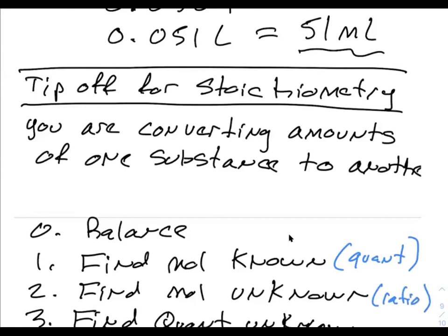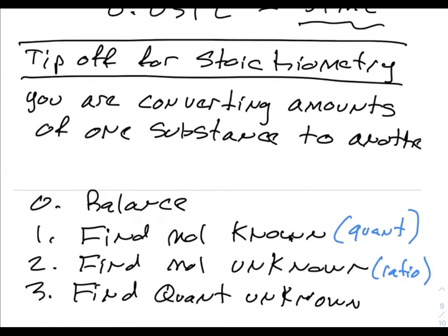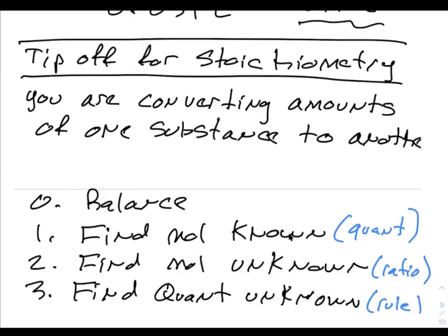And then once you have found the moles of your unknown, you find the quantity of your unknown. So again, using whatever rule or law that you have. Okay, so that's kind of the basic setup for stoichiometry.